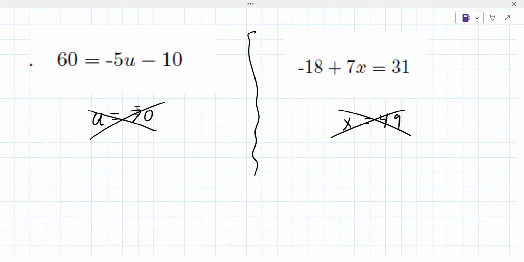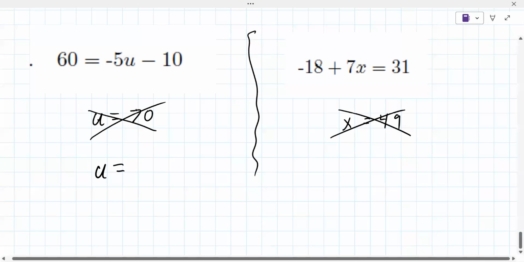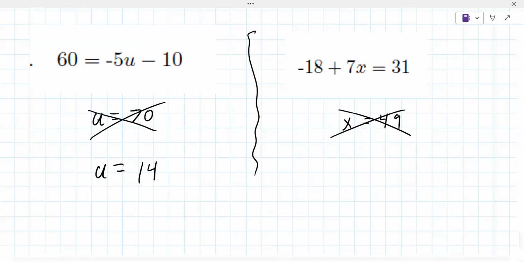So yeah, one is 14 and two is 7. Give me the answer to the first one. 14. U equals 14. You have to provide the variable. Give me the answer for the second one. That's 7. You have to say the variable, Sourish. 7. Okay.